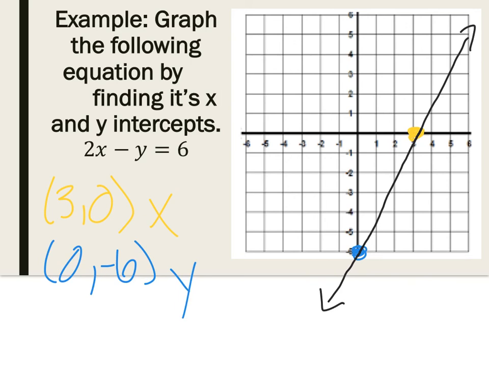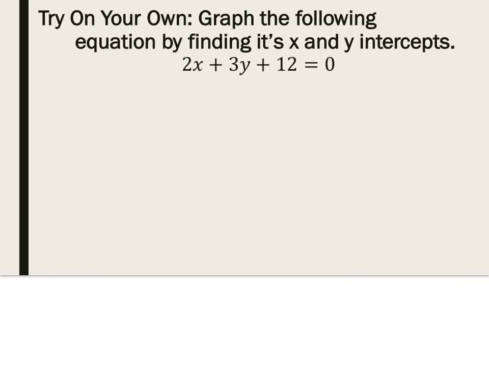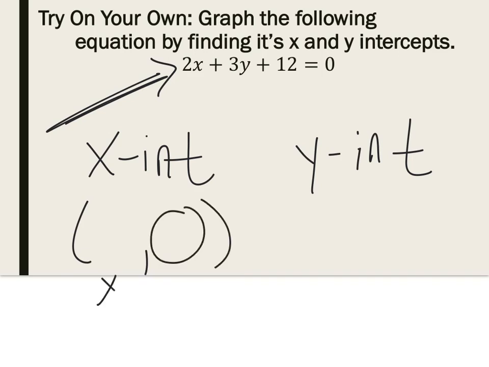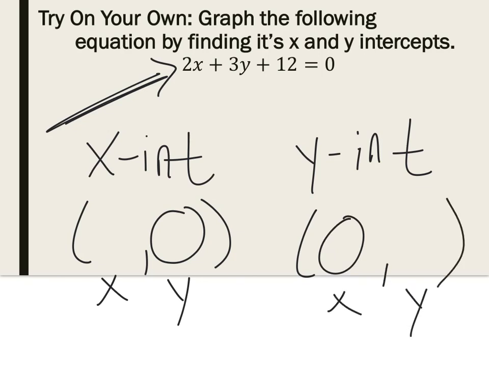So you're just going to be graphing a bunch of lines for your practice in class. This is the problem I would really like for you to try on your own. Again, you're going to graph the following equation. So here's your equation, and I want you to use x-intercepts and y-intercepts. I'll remind you, for x-intercepts, you are always going to use 0 in place of y. And for y-intercepts, you're going to use 0 in place of x. Good luck.